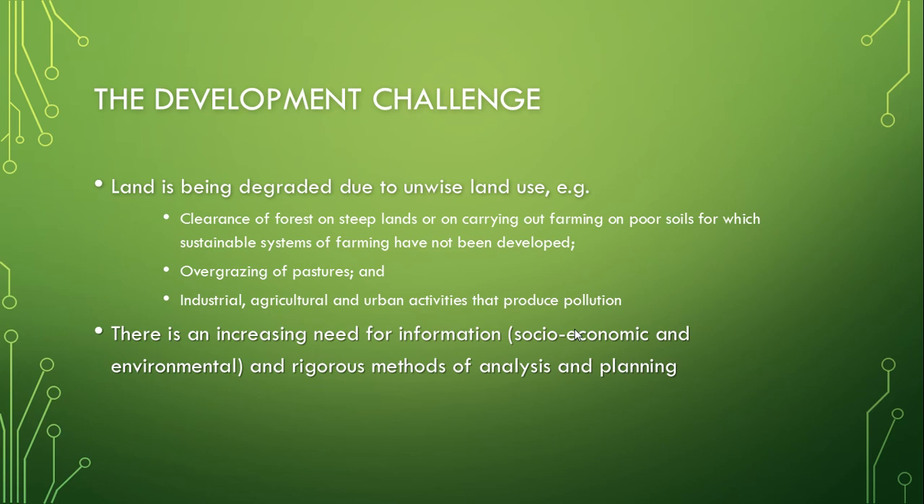We find overgrazing of pastures where there's animal farming occurring. We find other types of problems occurring where industrial, agricultural, and urban activities, as they increase, begin to produce more and more pollution that affects every sphere of our natural environment. And at the end of the day, we know that it all comes back to us, the human being. We are all eventually affected.